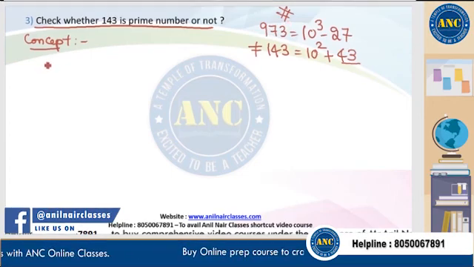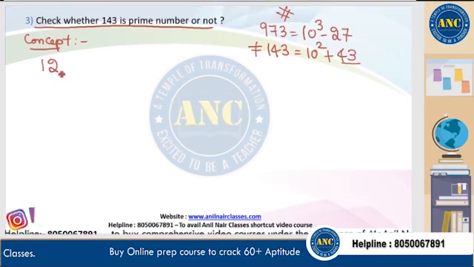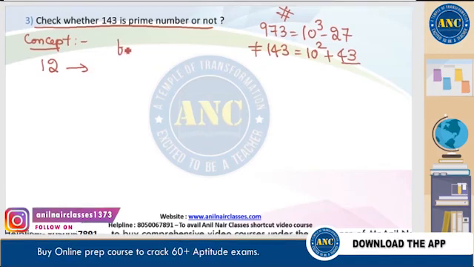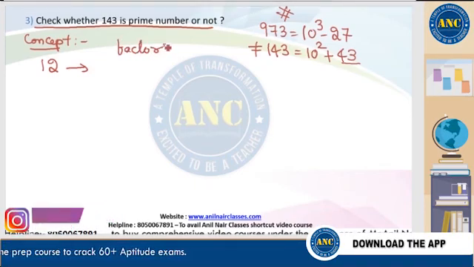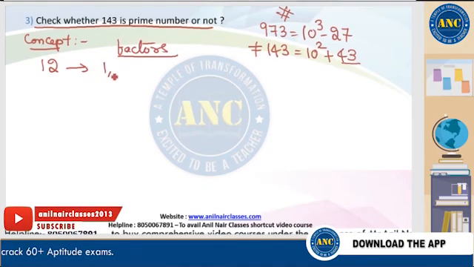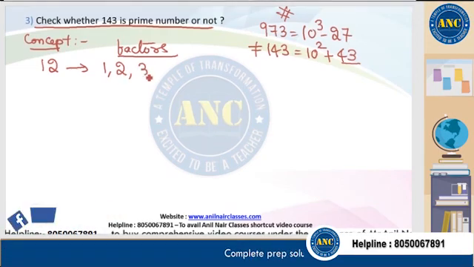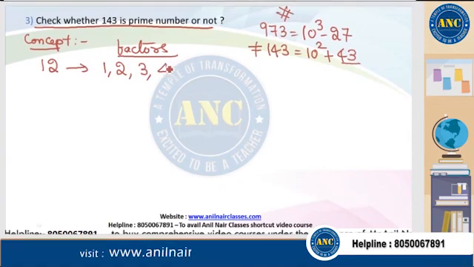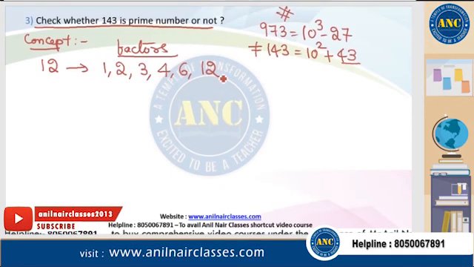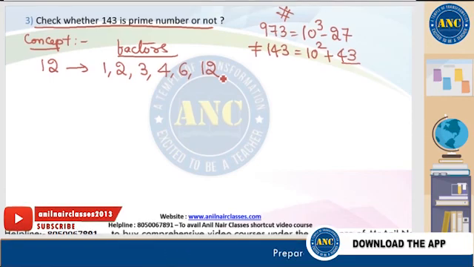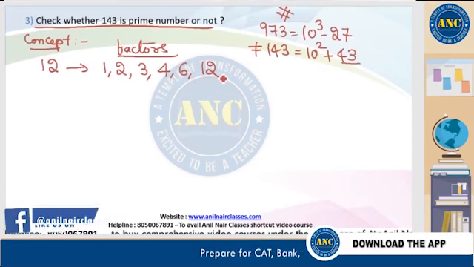Another concept. Now listen carefully. Suppose I take 12, what are the factors of 12? Factors of 12 are: 1 will divide 12, 2 will divide 12, 3 will divide 12, 4 will divide 12, 6 will divide 12, 12 will divide 12. These are the numbers which will divide 12. I hope you are all there with me.